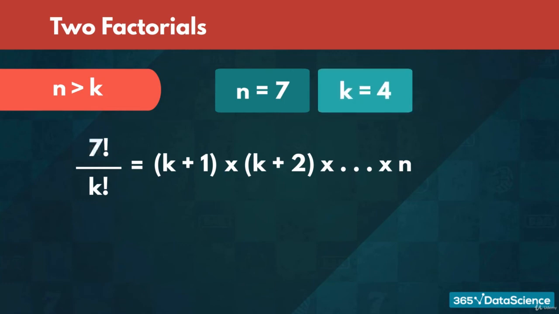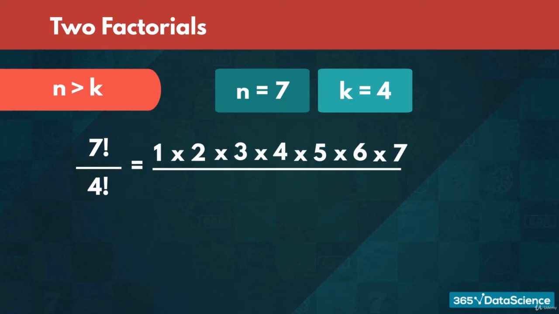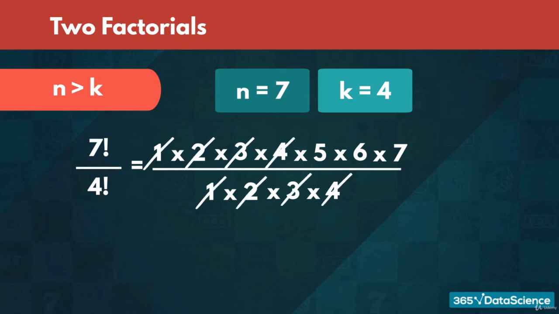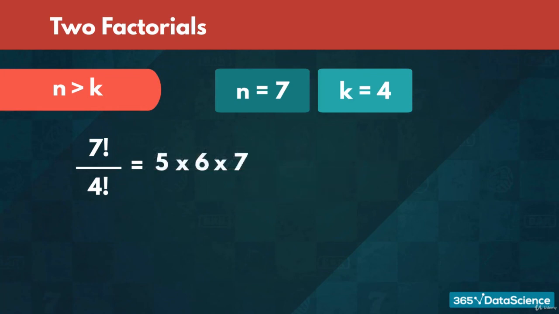Then 7 factorial over 4 factorial equals the product of the numbers between 1 and 7 over the product of the numbers between 1 and 4. We can simplify this by crossing out 1, 2, 3, and 4 since they occur in both parts of the fraction. Doing so leaves us with 5 times 6 times 7.